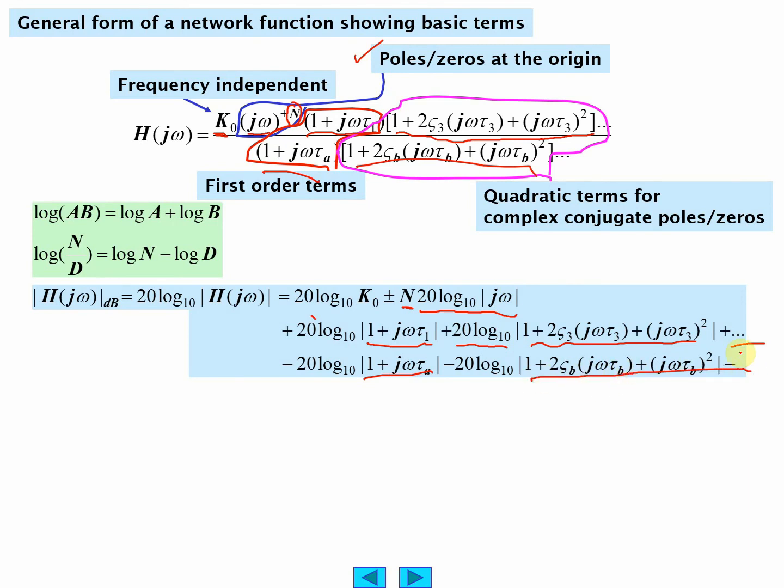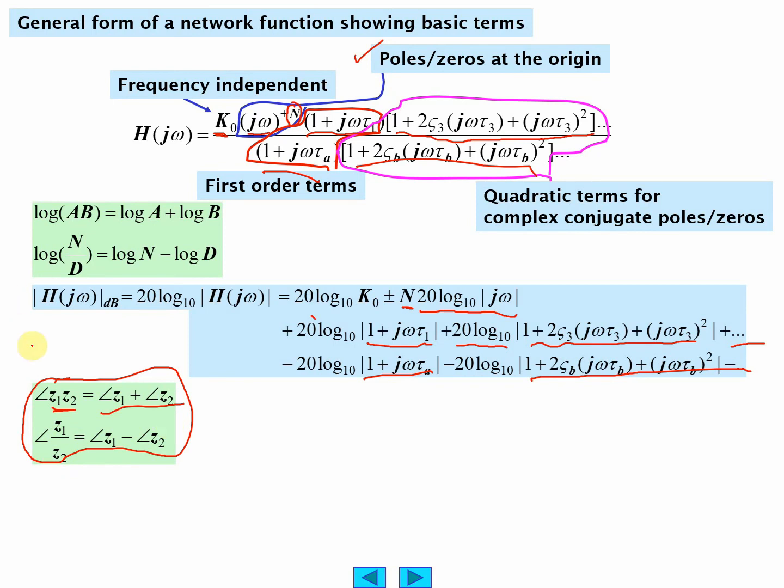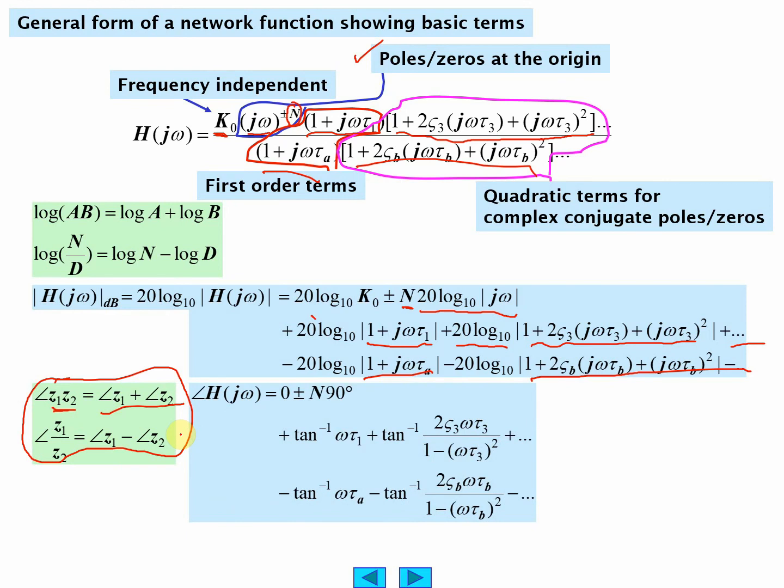Okay, and this is to get some idea of how things work. And remember phase angles: when you take the product of two complex numbers, the angles add. You divide two complex numbers, the angles subtract. Okay, that's the deal there.